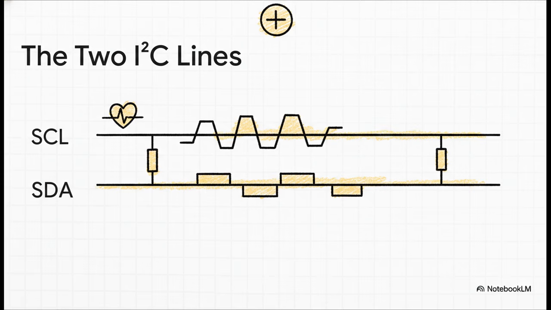And here's a super important detail. Both of these lines are held in a default high state by something called pull-up resistors. This is key because it means any device can pull a line low, but no one can force it high. It's a clever way to prevent electrical fights on the line.